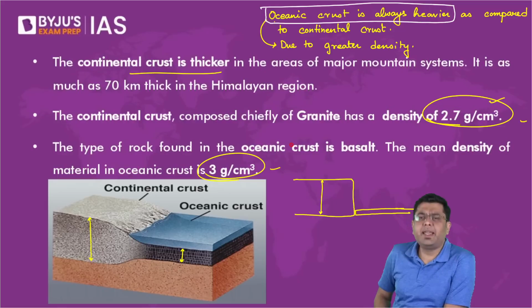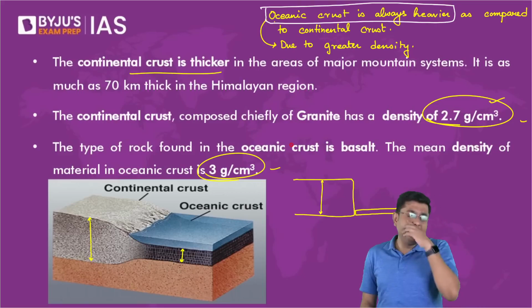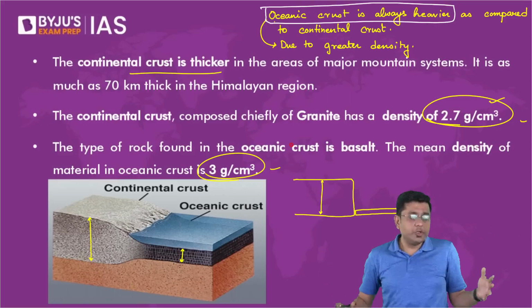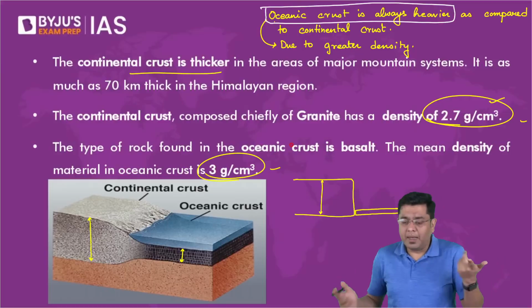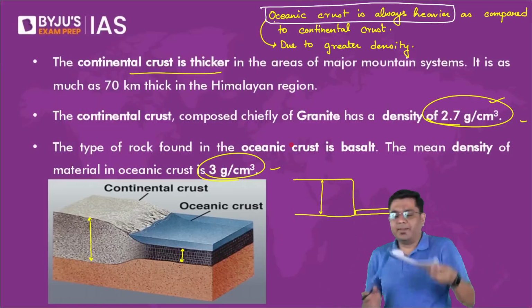Why is the crust thicker around the mountain systems? That is because the majority of the mountain systems have been created due to compression. So imagine if you have, let's say, a particular layer. Let's consider this.